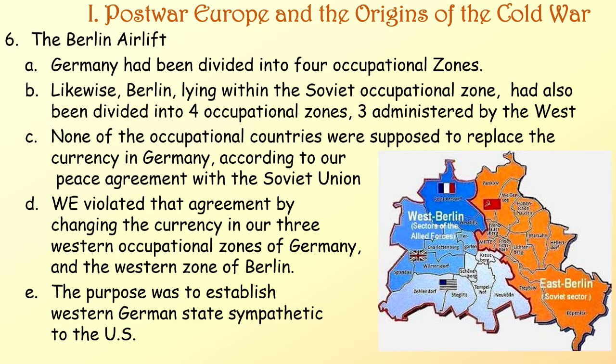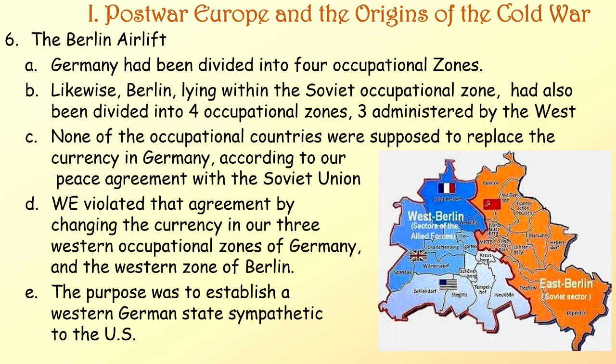The Berlin Airlift. Germany, as we know, had been divided into 4 occupational zones. Likewise, the city of Berlin, lying completely within the Soviet occupational zone, had also been divided into 4 occupational zones, 3 of which were administered by the West. None of the 4 victorious occupational countries were supposed to replace the currency in Germany, according to our peace agreement with the Soviet Union. We violated that agreement by changing the currency in our 3 Western occupational zones of Germany and in the Western zone of Berlin.